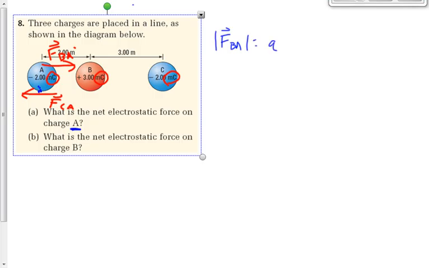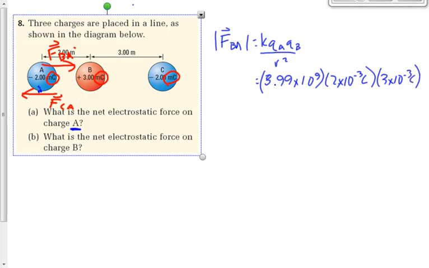FBA is K QA QB over R squared, which is 8.99 times 10 to the 9 times 2.0 times 10 to the minus 3 coulombs. Again, we're dropping the sign of the charge as we always do when we plug it into an equation. Even the electric field equations that we started on Tuesday, we drop the sign of the charge when we plug it in. QB is 3 times 10 to the minus 3 coulombs. And R, the distance, is 2.0 meters.